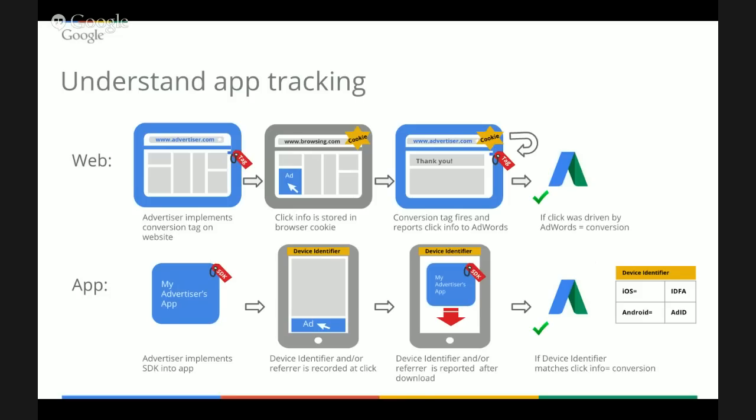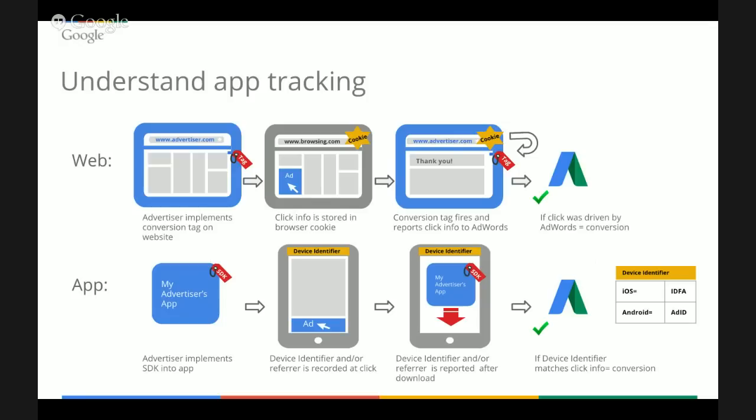First, we have to understand how app tracking differs from web conversion tracking. With web conversions, somebody clicks on your ad, goes to your website, and since you have conversion tracking code implemented there, we are able to attribute the click, and the action that drove the conversion, to your ad.